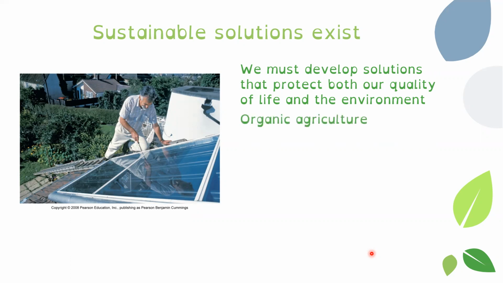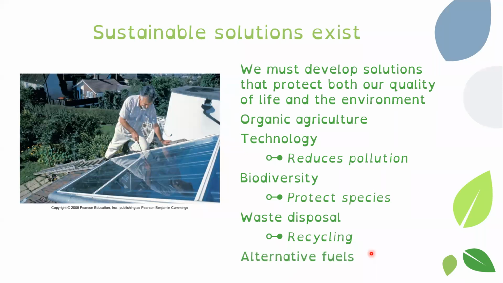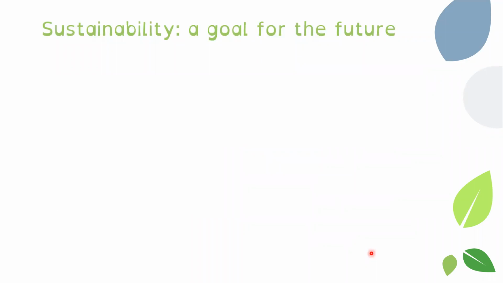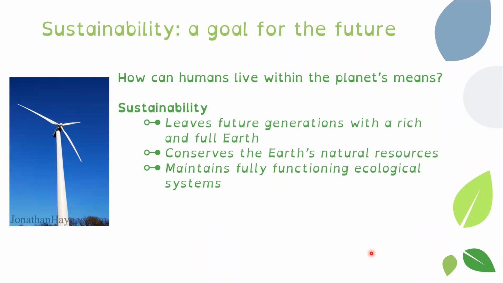So organic agriculture is one solution, technology that reduces pollution, biodiversity that protects species, waste disposal like recycling, but also reducing, and alternative fuels are all some sustainable solutions. So sustainability is the goal for the future. How can humans live within the planet's means? How can we not be using more than what the Earth has to offer? Sustainability leaves future generations with a rich and full Earth. So we're not screwing over our children, our grandchildren, and future generations.